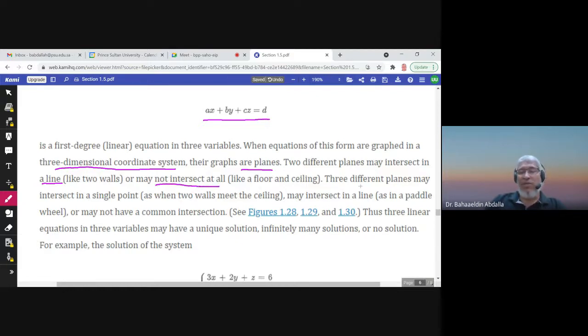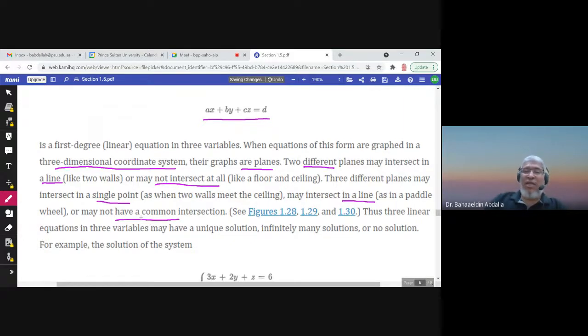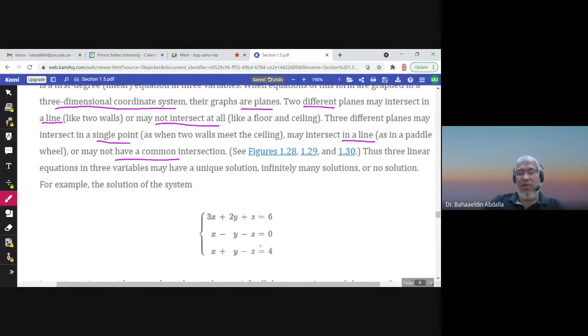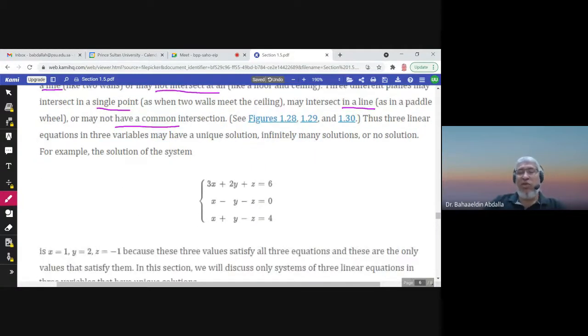Three planes, two different planes. If we use the same plane, then it will intersect itself in all the points. Three different planes may intersect in a single point, may intersect in a line, or may not intersect at all. So for such a system, there are also three possibilities, similar to systems with two linear equations.